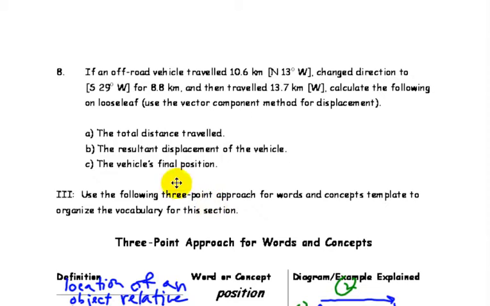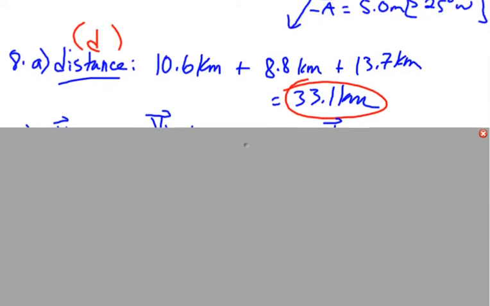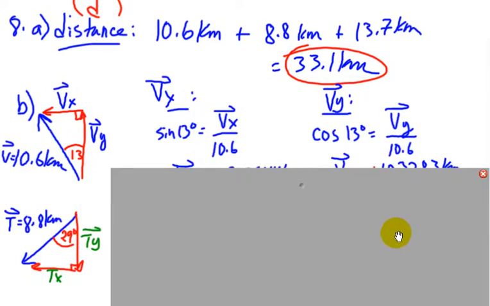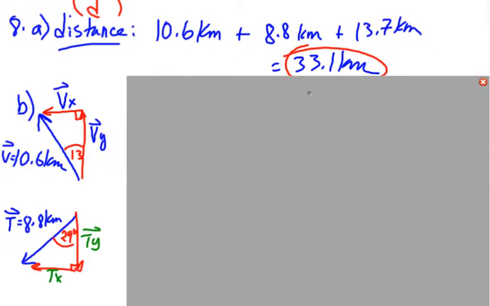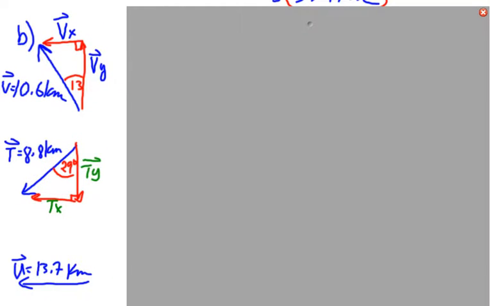The remaining part there takes a little bit of work. It's very similar to what you've already done. We're going to break down these vectors into component vectors, add up all the north-south and east-west movements, and then draw the final vector. If we look at the sketch there, here are the three movements, with the last one being just straight west. So 10.6 north 13 west, 8.8 south 29 west, and lastly 13.7 west.